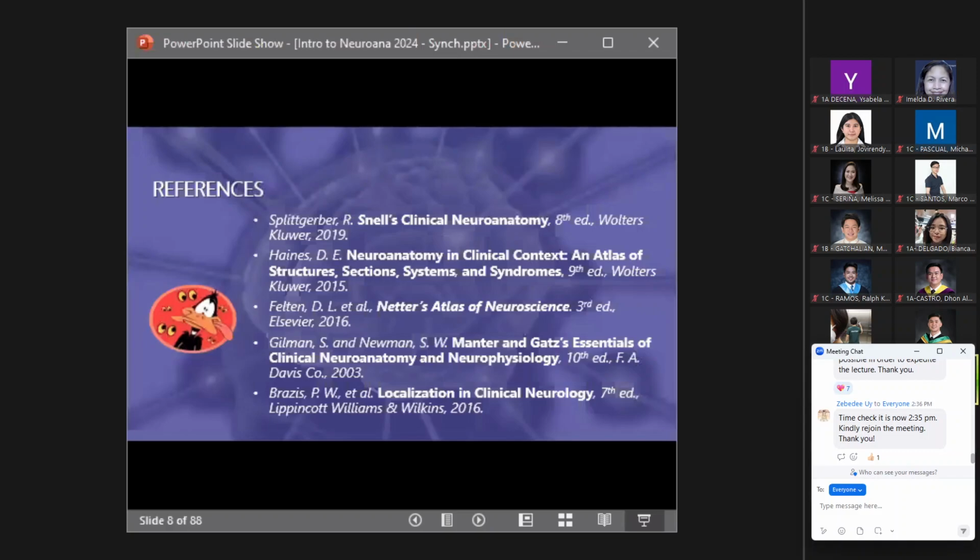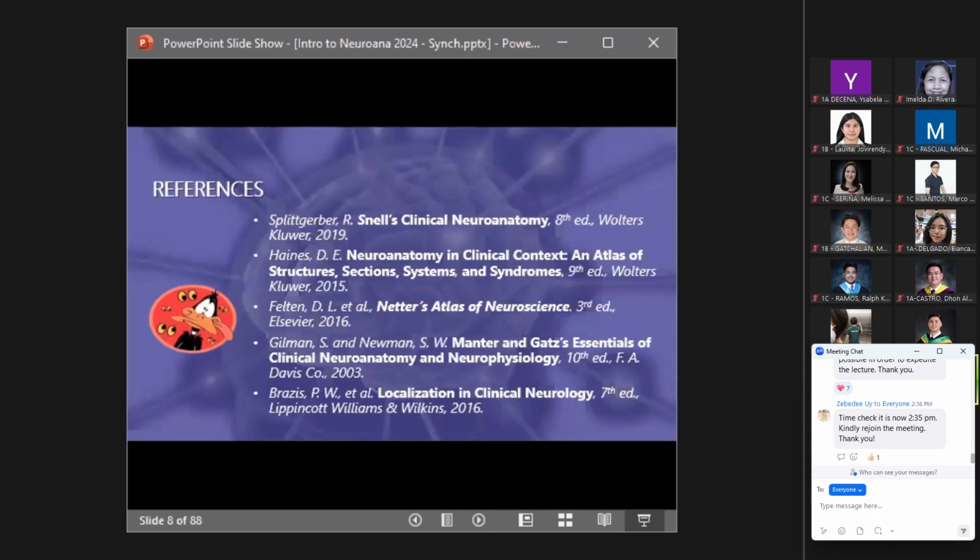So most of the images that pertain to neuroanatomy are in this particular Netter's atlas for neuroscience, and we're good to get that one if you don't have the copy of Haynes.